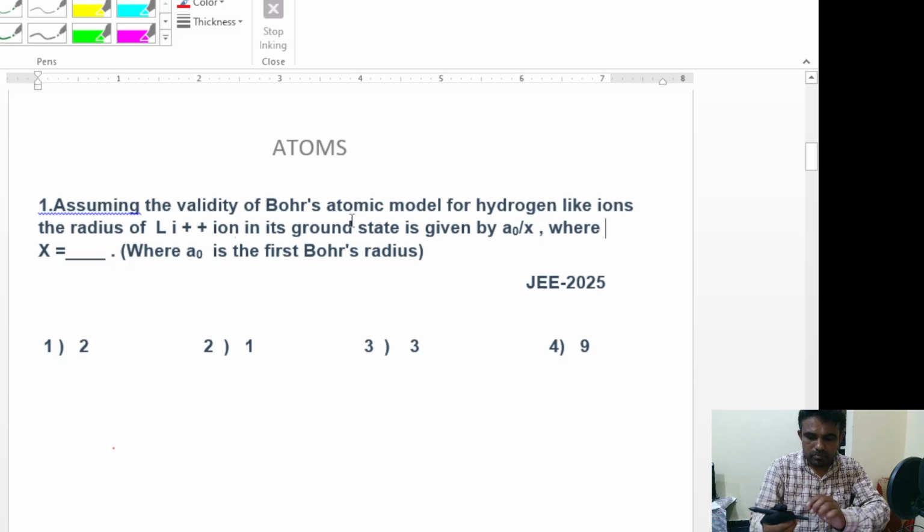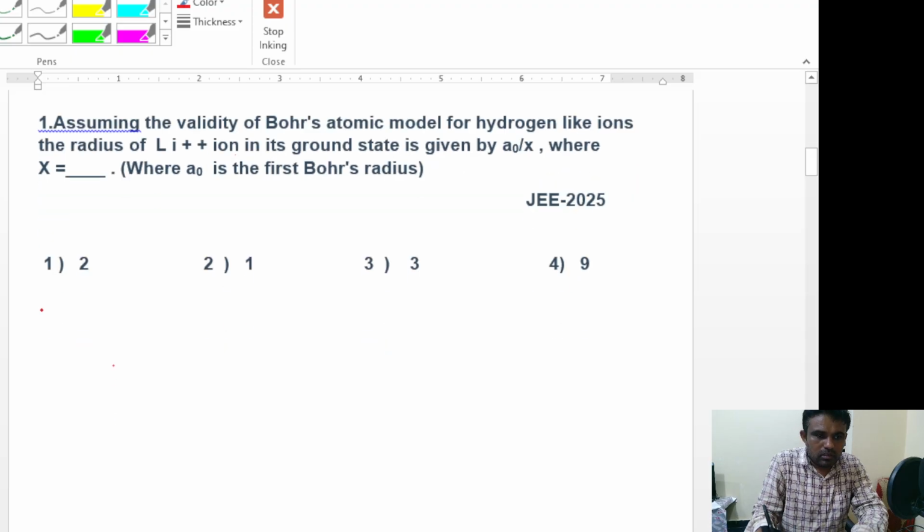First problem. Assuming the validity of Bohr's atomic model for hydrogen-like ions, the radius of lithium plus ion in its ground state is given by a0 by x, where x is equal to what? So in the question given, the radius of lithium plus ion is a0 by x.